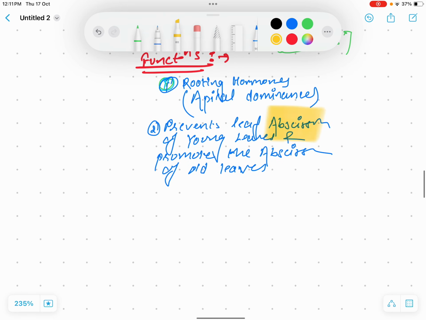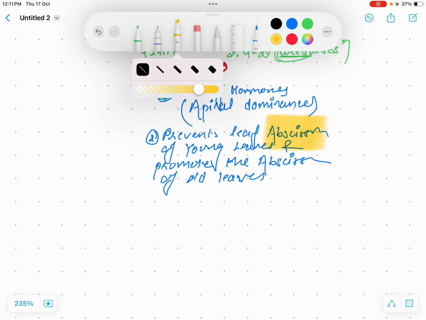This means, first you have to remember the term abscission here. So what is abscission?